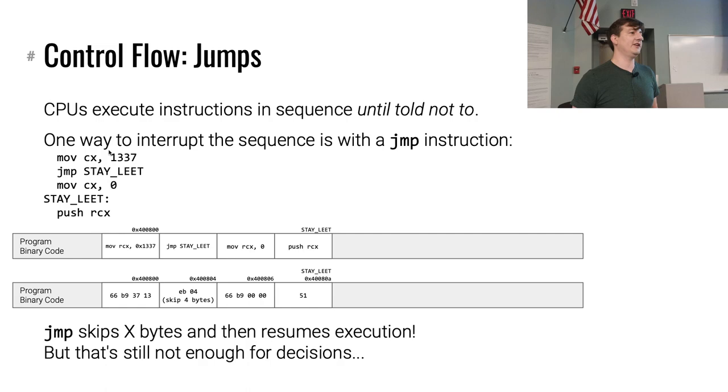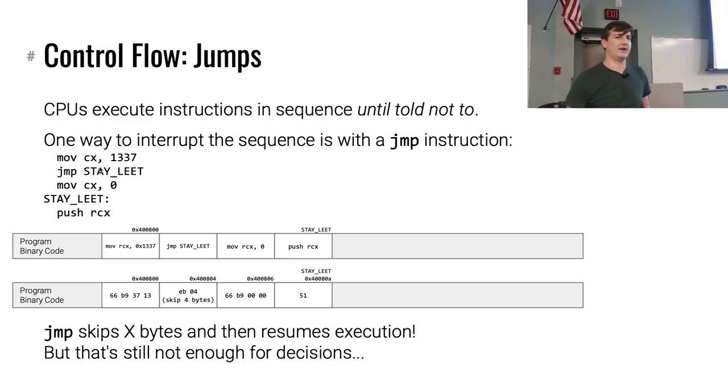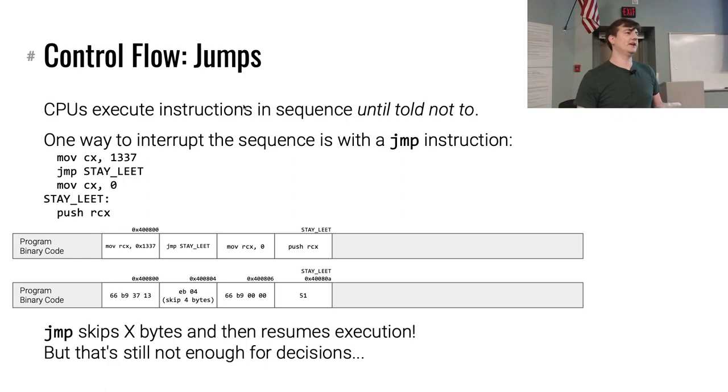I highly recommend using labels because it's a pain in the butt to be writing assembly code and manually specifying how many bytes to jump forward and backwards from. So this is what your assembler is for and very good for. Here, we can do a move. Why is that not RCX? That should be RCX, I think. Whatever. Move 1,337 into CX, then jump to state_let.